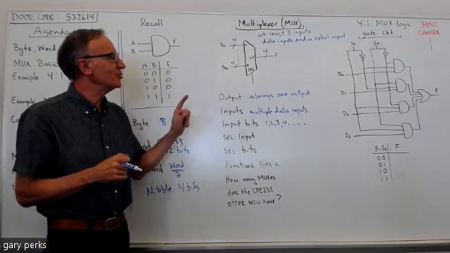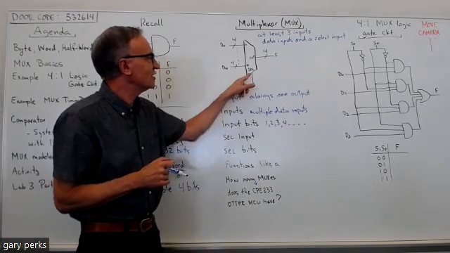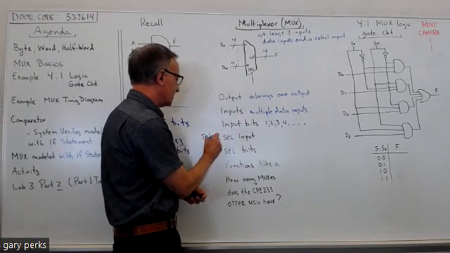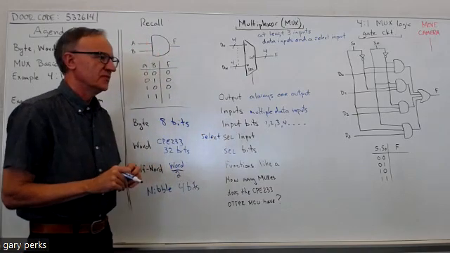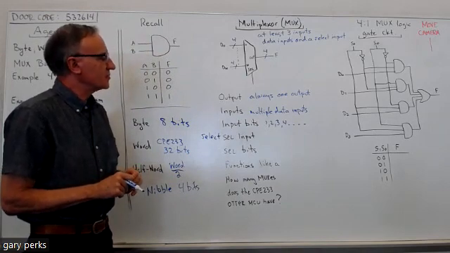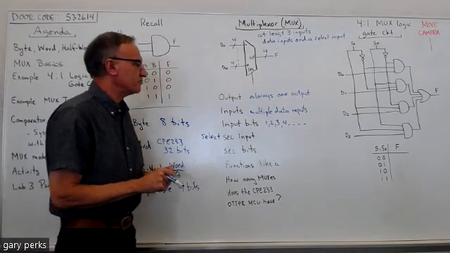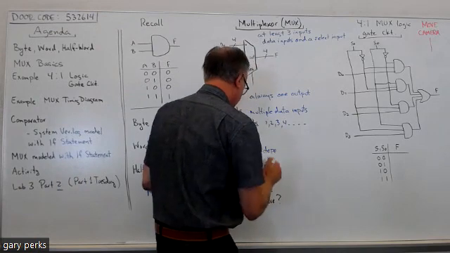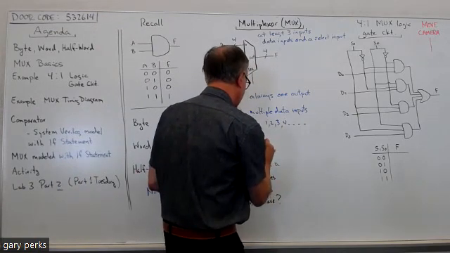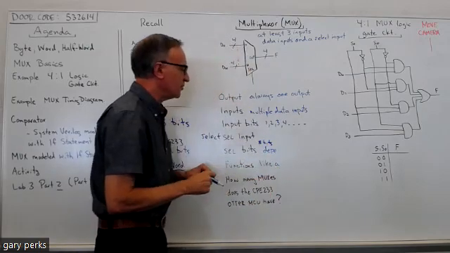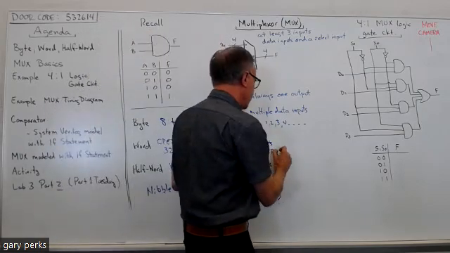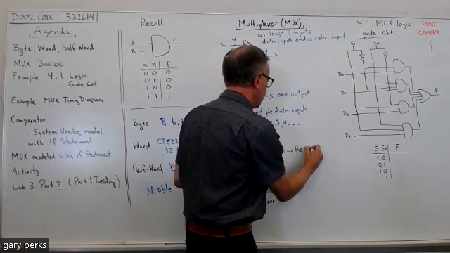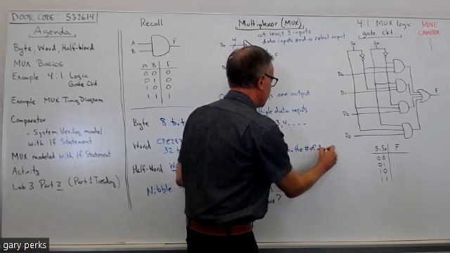Because there's one other input, and this is a really important input. This SEL input. SEL stands for select. And the select input, its number of bits, the number of bits for the select input depends on the number of data inputs.